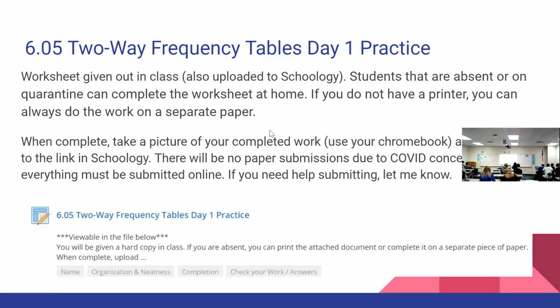The worksheet that you picked up today is the day one practice. It's not evens or odds or anything like that. It's the whole thing. It's just one side, so not really concerned about it.